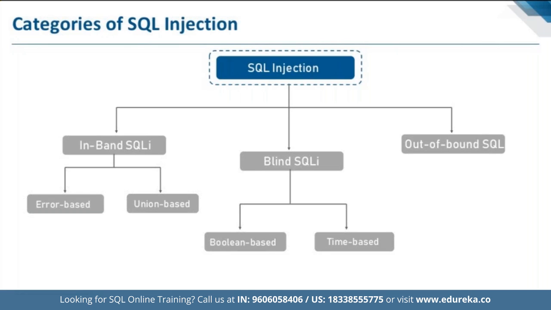So basically, SQL injection can be classified into three major categories: in-band SQL injection, inferential SQL injection, and out-of-band SQL injection. In-band SQL injection, which some people also call classic SQL injection, is the most common and easiest to exploit of SQL injection attacks. In-band SQL injection occurs when the attacker is able to use the same communication channel to both launch the attack and get the results. The two most common types of in-band SQL injection are error-based SQL injection and union-based SQL injection.